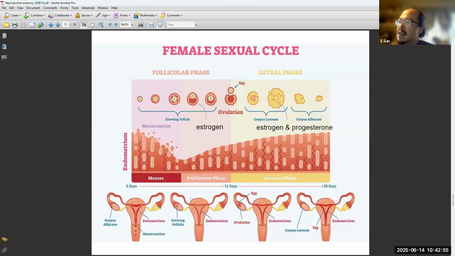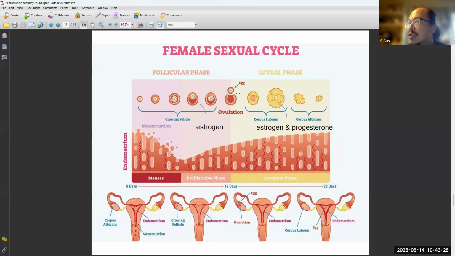Here I'm showing you the change of the endometrium. So here you have the endometrium. The endometrium is the primary region where you see the change throughout the menstrual cycle. In the menstrual cycle, the primordial follicle develops through folliculogenesis toward ovulation. About 14 days in, you have the ovulation.